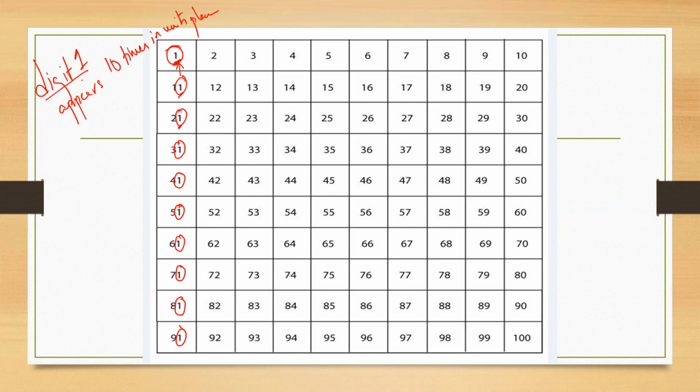Now, if the same question is asked, how many times does the digit 1 appear in the tens place, what will be your answer? In the tens place, how many times does the digit appear? 11. How many times does the digit 1 appear in the tens place between 1 and 100? We are talking about 1 and 100.